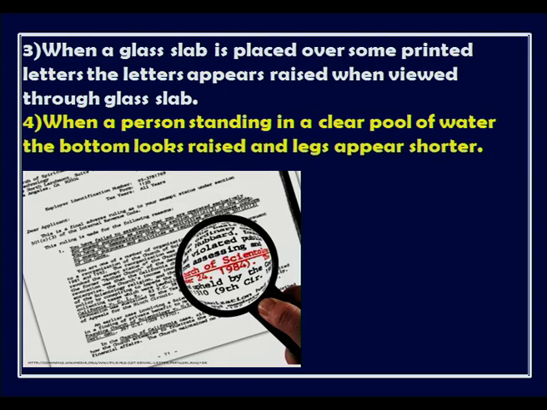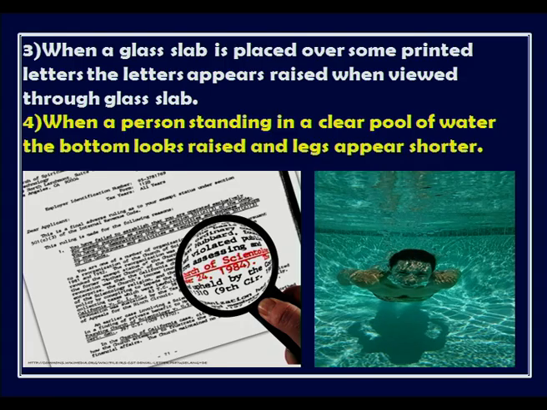And another example, when a person is standing in a clear pool of water, the bottom looks raised and legs appear shorter. Here we can see when a person is standing in a clear pool of water, the bottom appears to be raised and legs appear shorter. These are the examples for refraction of light.